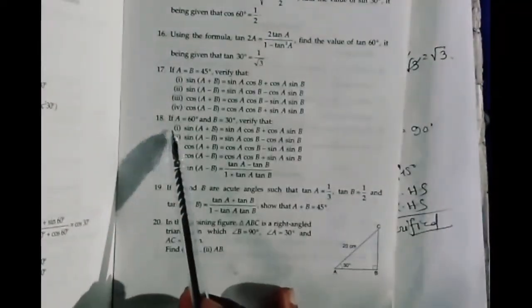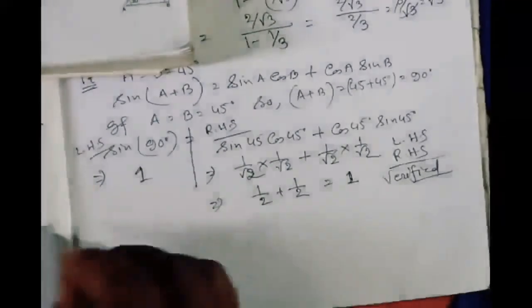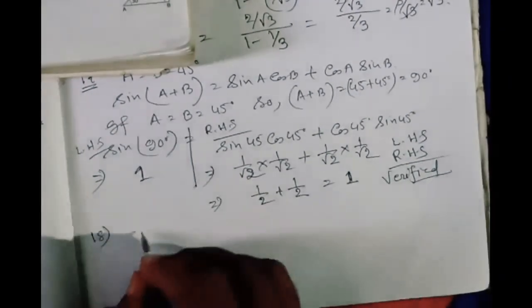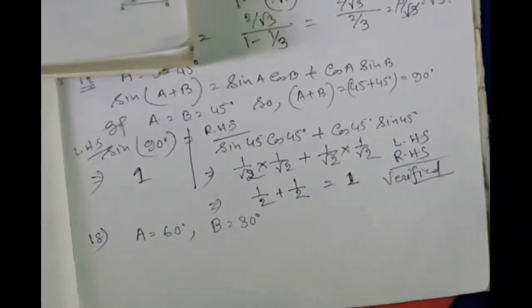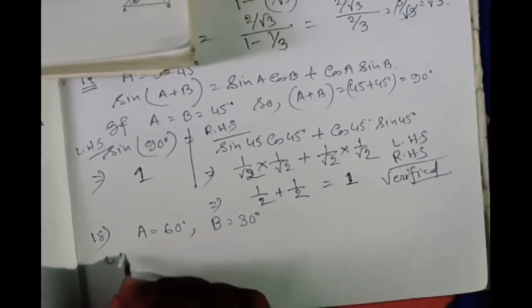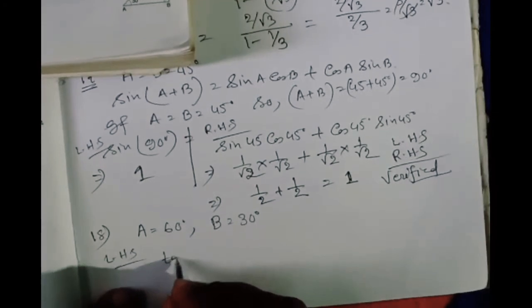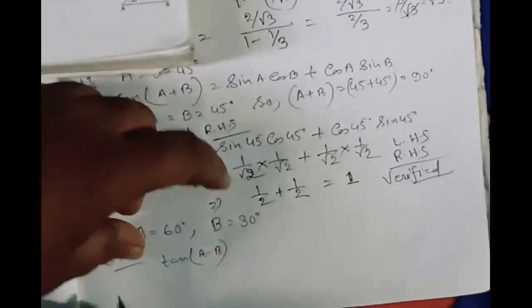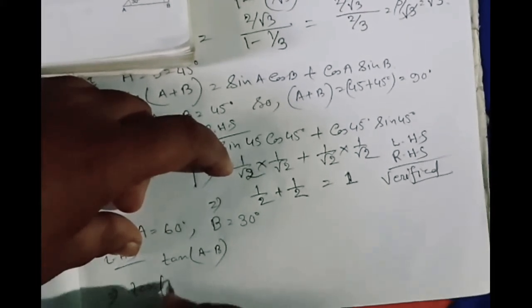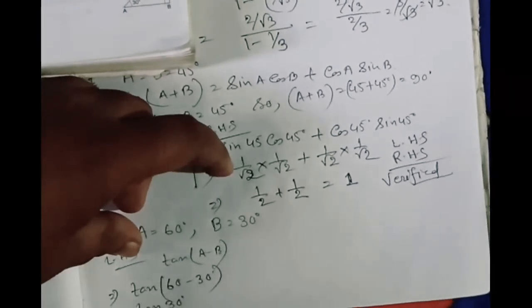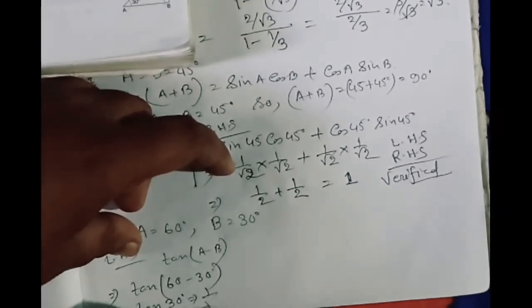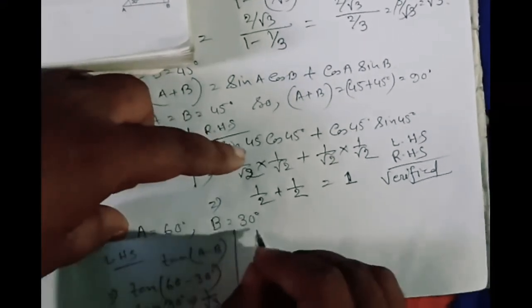Next, question number 18. I am doing question number 5 from question number 18. Here it is given A is equal to 60 degree, B is equal to 30 degree. Verify LHS. LHS is tan A minus B, tan 60 minus 30, that is tan 30 degree. Now, the value of tan 30 is equal to 1 by root 3. So, this is my LHS. Next, come to the RHS.